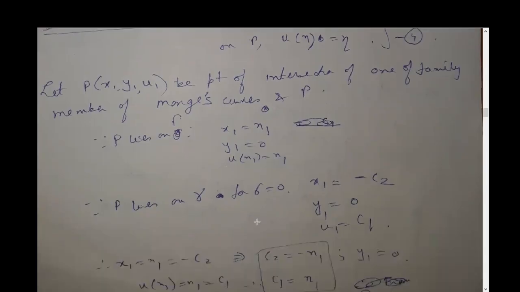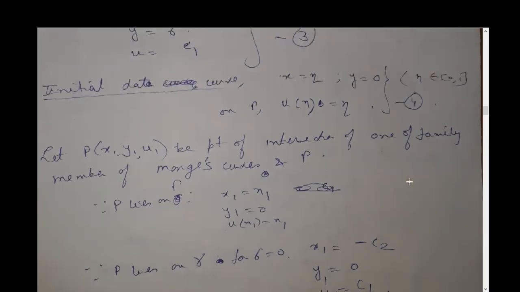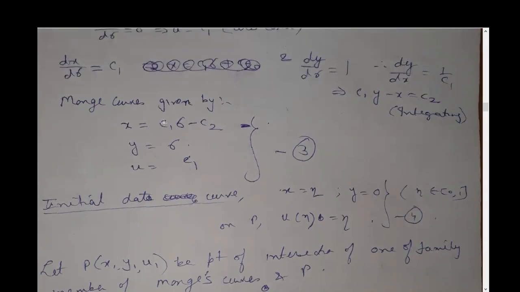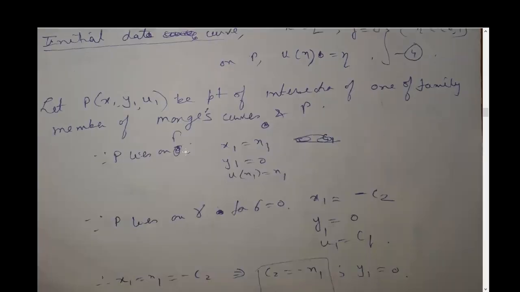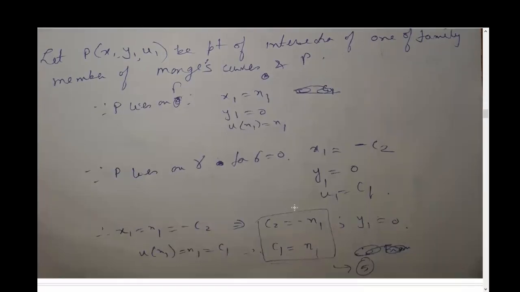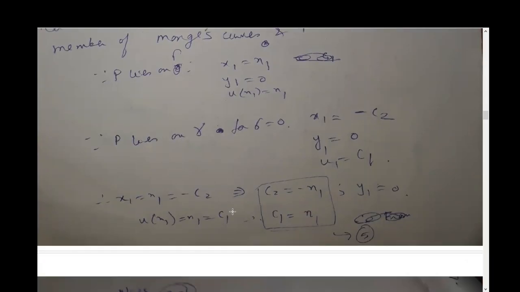Again, P lies on any of the Monge curves for σ = 0. Then from there I get x1 = −c2, because you see the form of x on the Monge curve is c1σ − c2. The conventional thing I am using is σ = 0 at the point of intersection with the initial data curve. So x = −c2, y = 0, u = c1. So y = 0 already tallies at the point of intersection with the initial data curve. U is equal to c1, so u(η1) becomes equal to c1. Here we are getting c2 replaced by −η1 and c1 replaced by η1.